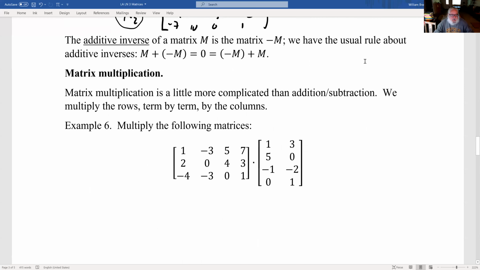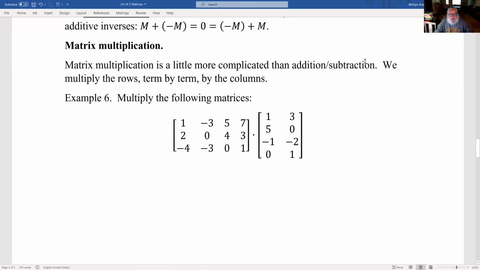Okay, finally, matrix multiplication is a little more complicated than addition and subtraction. You multiply the rows term by the columns. So this is a 3 by 4 matrix. This is 4 rows and 2 columns. It's a 4 by 2 matrix. So the product is going to be something. But how do I do multiplication?